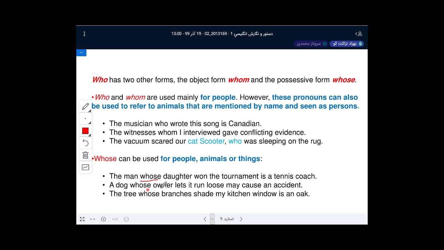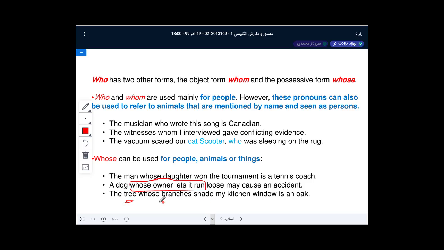The dog, whose owner lets it run? Again, here we have another adjectival clause, but this whose refers to the animal rather than the people. And it can refer to the tree, which is a thing. Whose branches? The tree whose branches shade my kitchen window is an oak. So the tree is an oak. This is the main clause. And we see an adjectival clause is embedded into the main clause and sets off the subject from the verb. So we can use whose.